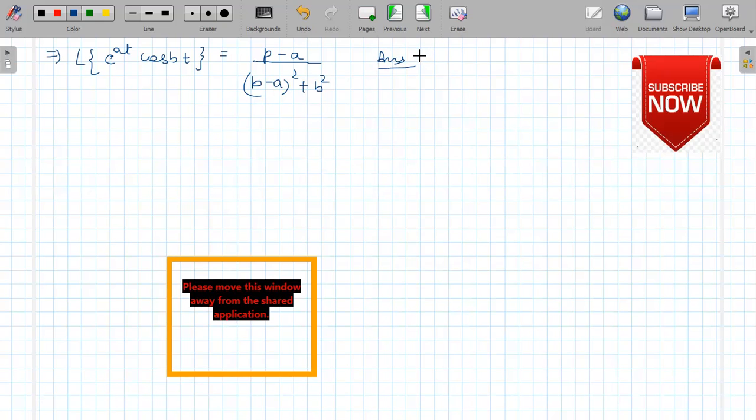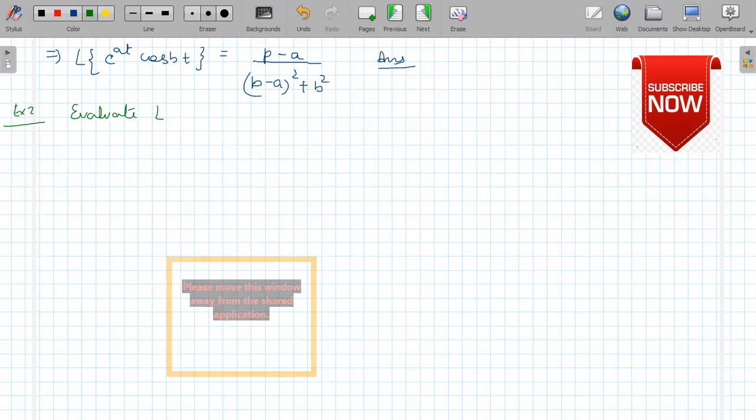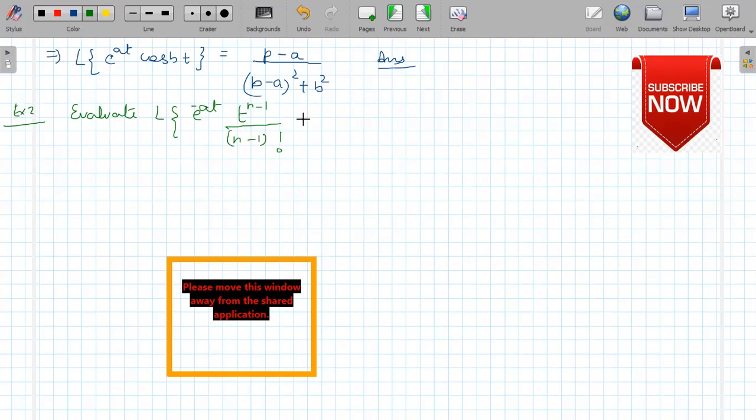Okay, let me do the second example. Evaluate the Laplace transform of e raised to the power minus at t raised to the power n minus 1, whole divided by n minus 1 factorial.